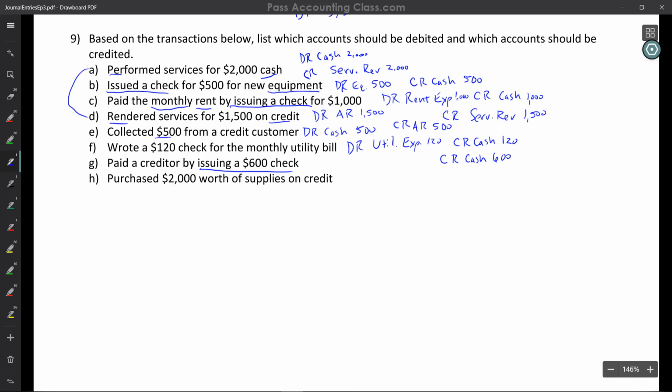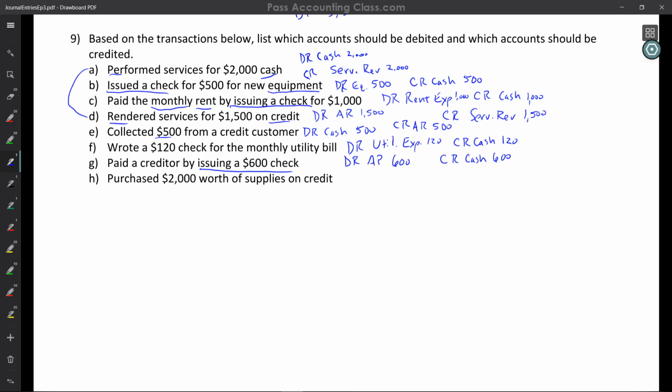$600. And when we pay a creditor, that means that we owed the creditor money. And if we owed them money, that means that we had that amount represented in our books as a liability. The account that we typically use is accounts payable. So in order to decrease the balance of a liability or accounts payable, we need to debit accounts payable. So we're going to debit accounts payable by $600.